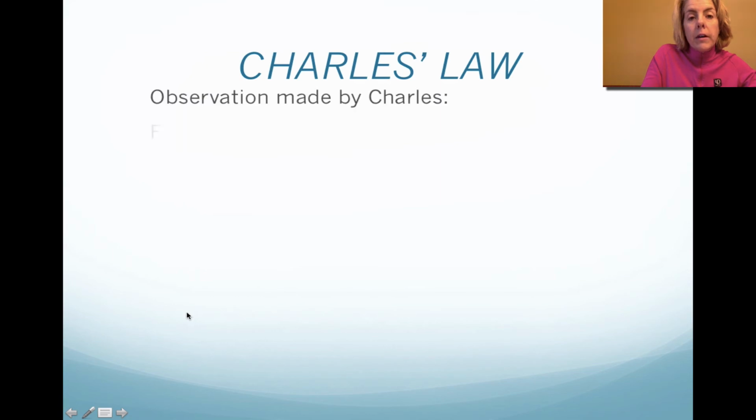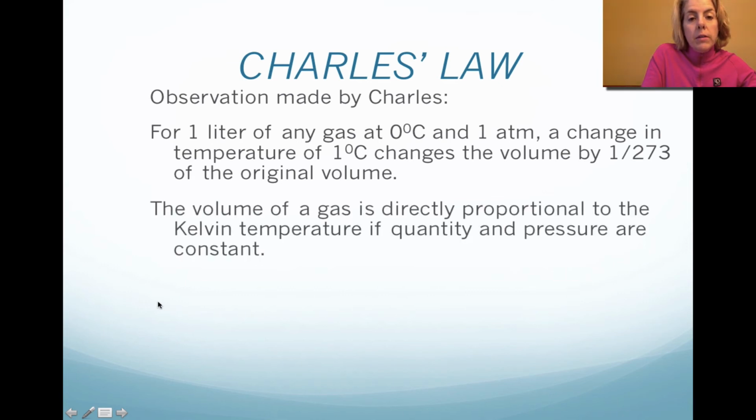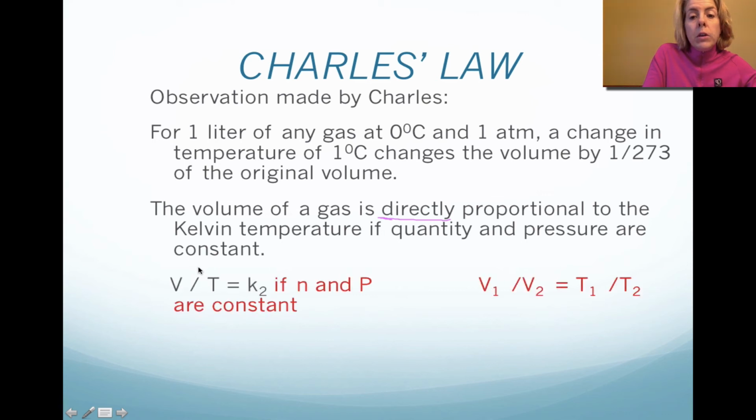Okay, with Charles' law, this scientist found that when you start at 0 Celsius and you have the same pressure, as you increase the temperature, what happens to the volume? He noticed that there was an increase. And as a result of that, he discovered that it was directly proportional. So volume is directly proportional to temperature, and that's really important with this law. And we can use this relationship, V1 over V2 equals T1 over T2.